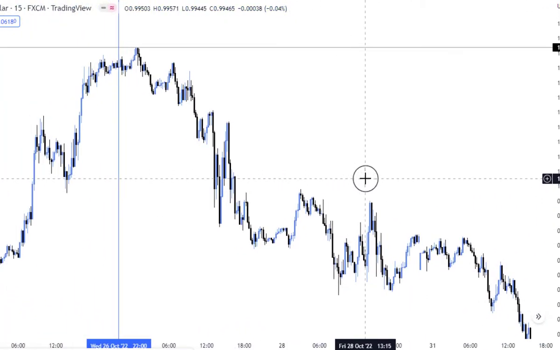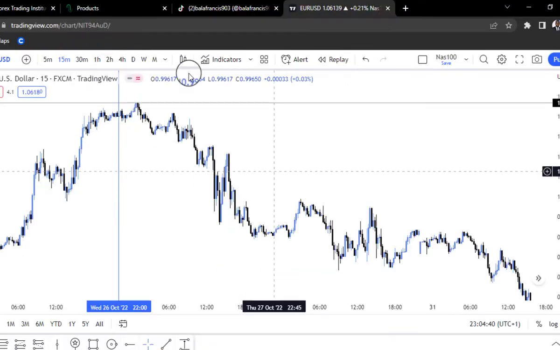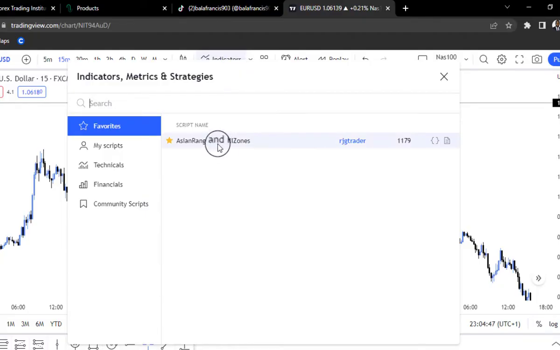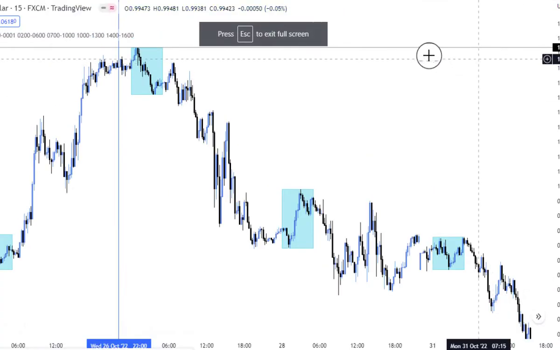To identify the Asian session, I'm going to show you an indicator on TradingView that is going to help you identify the Asian session. What we'll do is just go to the indicator section of your TradingView platform, click on it, then search for Asian range and kill zones. That's the indicator I prefer to use in identifying Asian sessions on TradingView. When you click on it, it's going to be added to your chart.